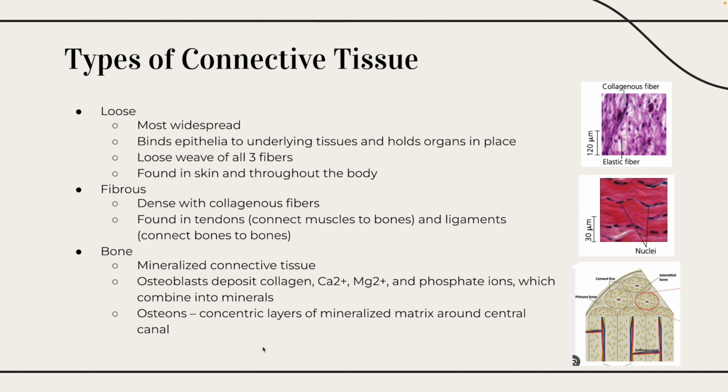And then there's bone, which you might not register as connective tissue, but it's mineralized connective tissue, and it has cells called osteoblasts that deposit collagen, calcium ions, magnesium ions, and phosphate ions, which combine into minerals that mineralize that tissue. And then bone is organized in osteons, which are these little circles. They're concentric layers of mineralized matrix around a central canal where you're going to have blood vessels. And that's the thing, your bones are actually kind of squishy. Usually when you see bones, they're the dried out version, but you have blood running through your bones.